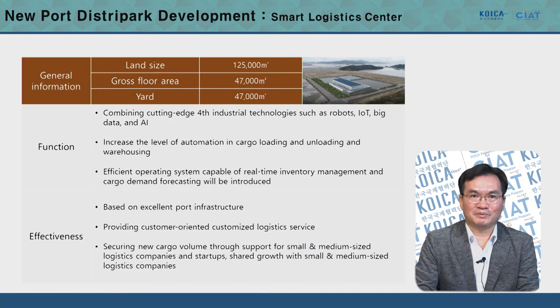This is an overview of the Smart Logistics Center. Gross floor area is 45,000 square meters and the yard is 47,000 square meters. The functions of the center are combining cutting-edge fourth industrial technology such as robot, IoT, big data, and AI. Increase the level of automation in cargo loading and unloading and warehousing. An efficient operating system capable of real demand forecasting will be introduced. The expected effects are as below.